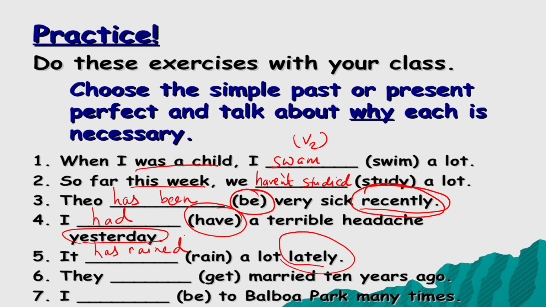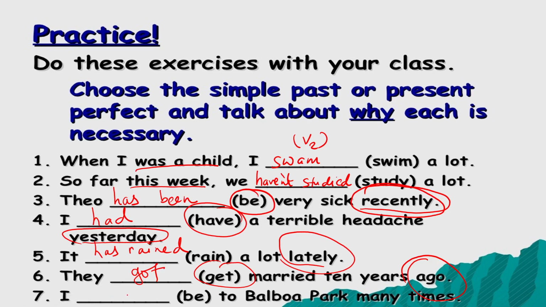Now similarly, they get married 10 years ago. So now look at ago here. We have a word ago. So we discussed that when we have this word ago, yes or not, last, which tense we use? We use past simple. So get should be changed into its verb 2 form. What is the verb 2 form of get? Of course, got. They got married 10 years ago.